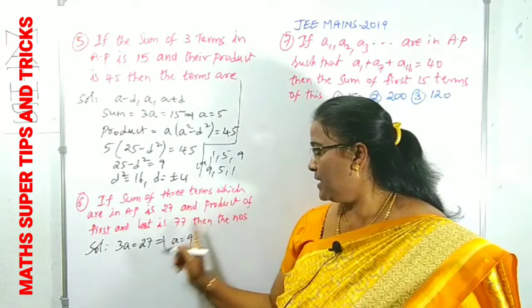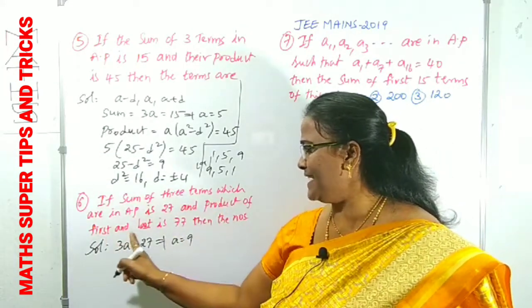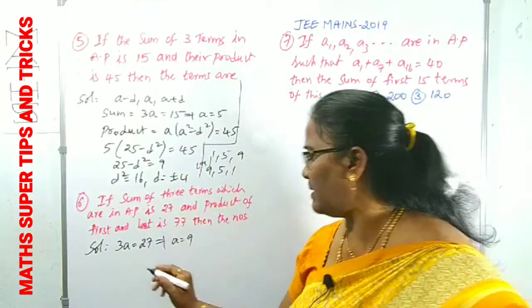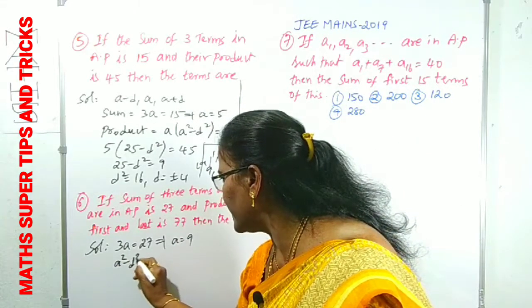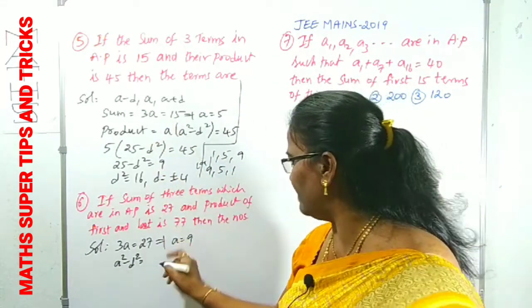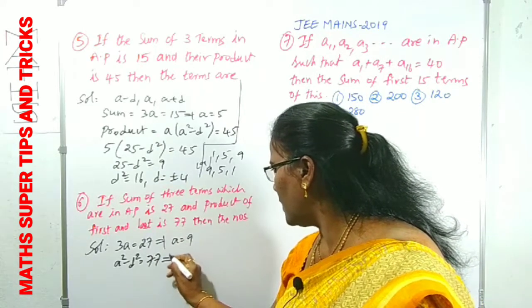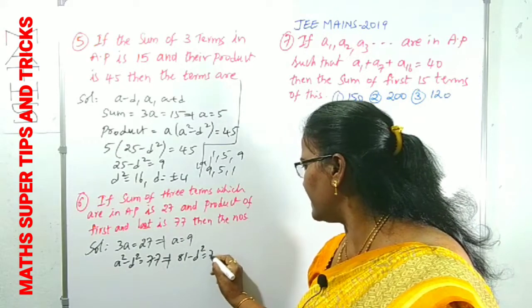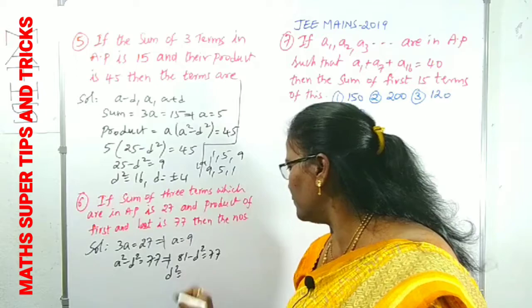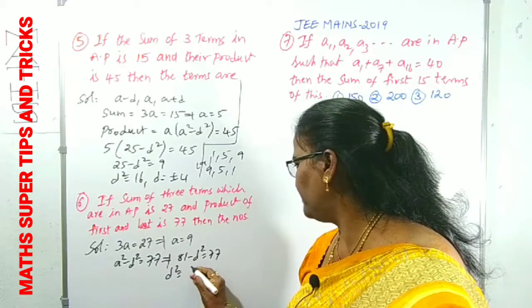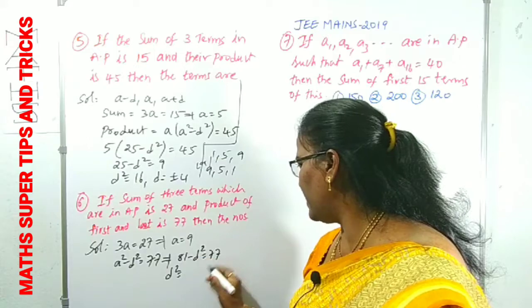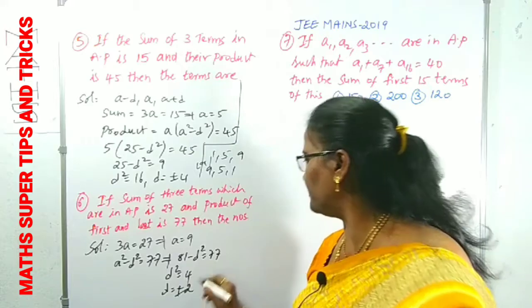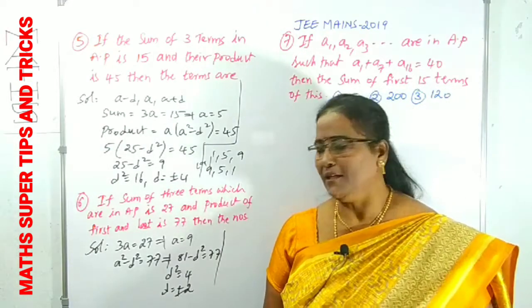And what is given? 77 is the product of first and last. What is the product of first and last? a minus d into a plus d, that is a square minus d square. a square minus d square is given as 77, right? What is a? a is 9. 9 square is 81, minus d square is 77. From this, d square is equal to 81 minus 77, which is 4. What is the d value? d value is clearly plus or minus 2.